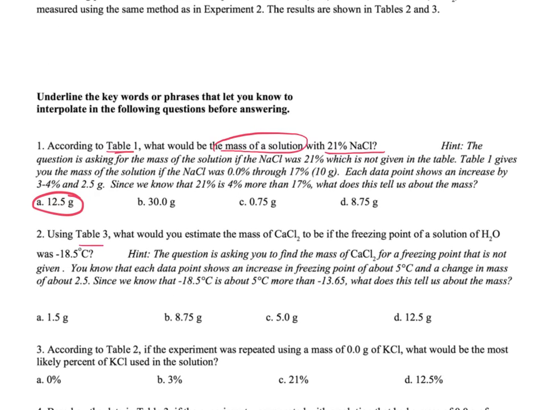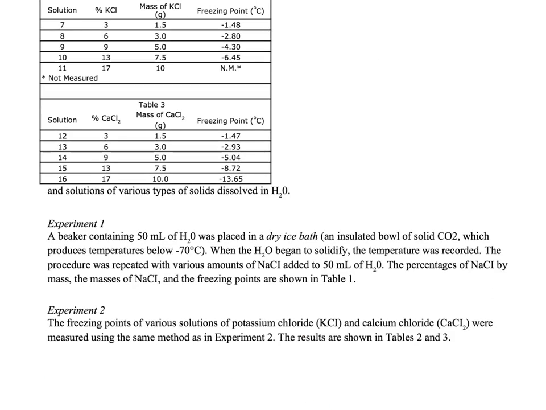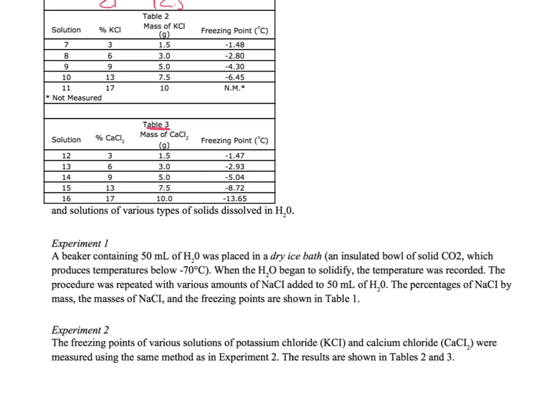Question number 2 is in data table number 3. What would you estimate the mass of calcium chloride to be if the freezing point of a solution of H2O was negative 18.5 degrees Celsius? So I come back up here, I'm looking at table number 3. It wants us to find the mass, and we know the freezing point. Okay, the freezing point was negative 18.5, so that comes after all of our data sets. So we would expect then the mass to continue to follow that trend, and in here it's also going up by 2.5 each time. So I would have a mass of 12.